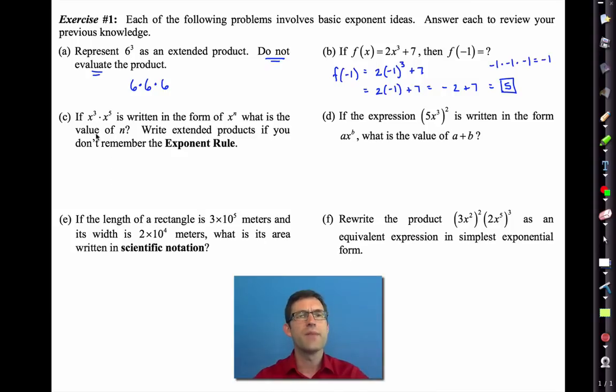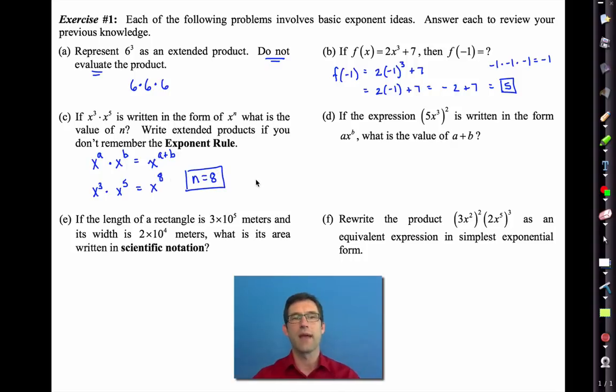All right, letter C, if x to the third times x to the fifth is written in the form of x to the n, what is the value of n? Write extended products if you don't remember the exponent rule. Well, let me just remind you of the exponent rule. We had an exponent rule that said that x to the a times x to the b was x to the a plus b. So that means x to the third times x to the fifth is x to the eighth. So n is 8. Remember to always answer whatever question is being asked. Don't just leave it as x to the 8th. They wanted the value of the exponent, and that's 8.